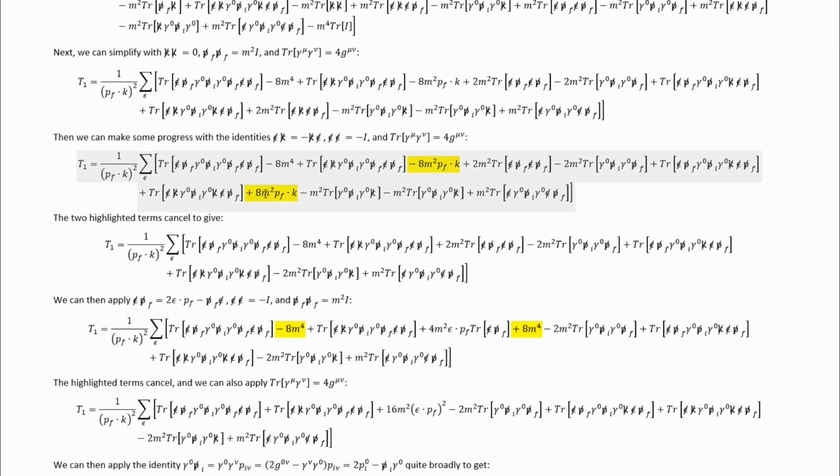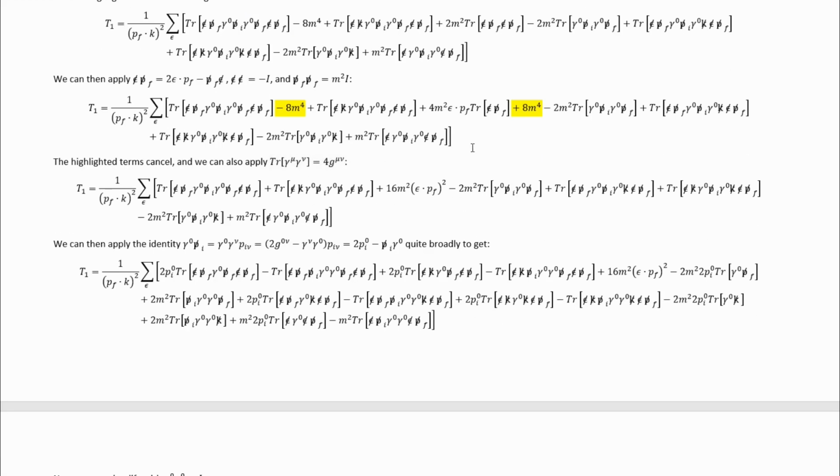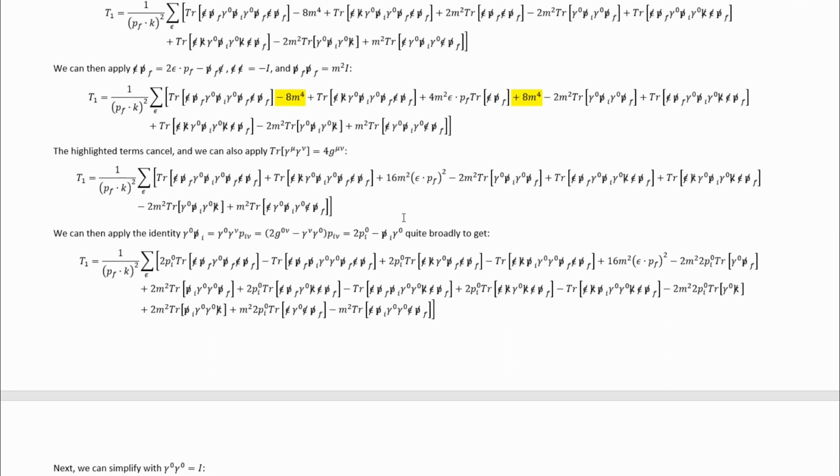Next, we can apply these two identities to simplify things down even further, and we notice there are these two terms that end up canceling that show up as a result of that simplification. We can then use these identities to simplify further, and that simplification ultimately yields two more terms that cancel, and we also arrive at a state where there are traces of products of two gamma matrices showing up again, which we can simplify to dot products by use of that identity, which gets us to here.